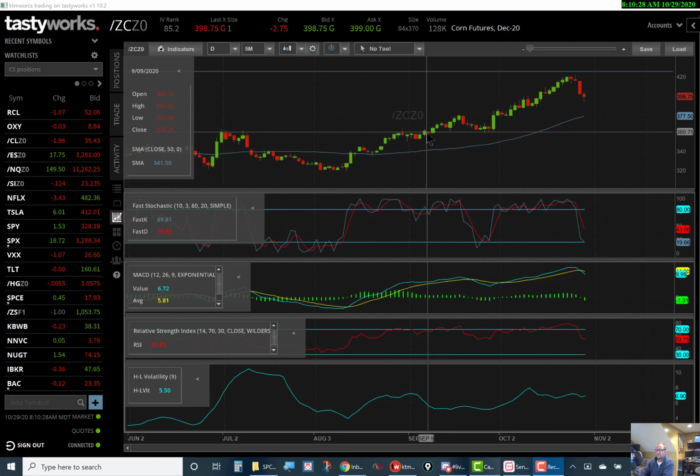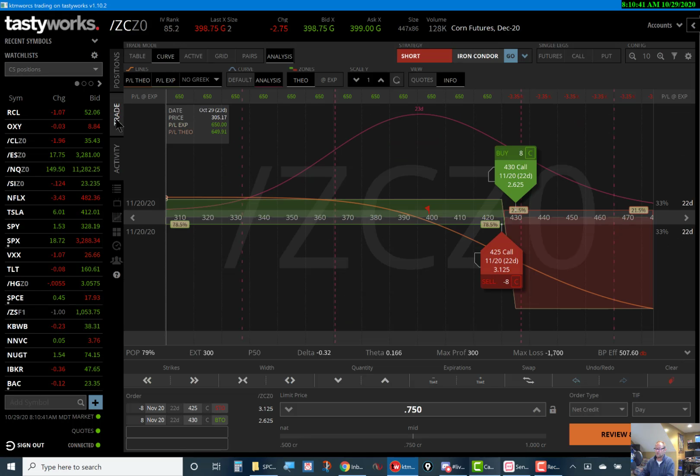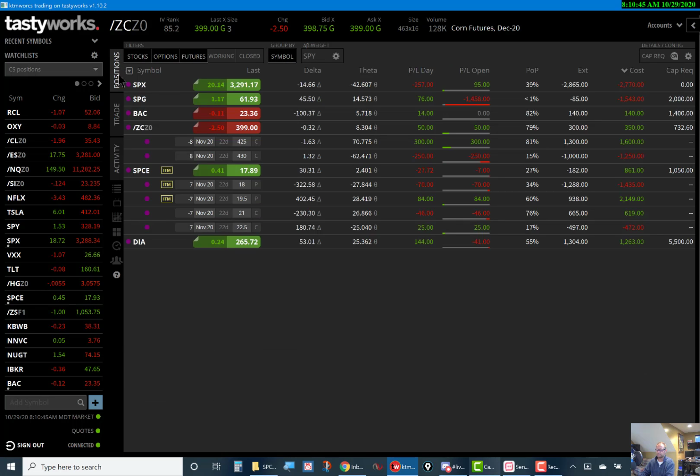Now, the reason that I like to trade commodities, in addition to the fact that they are non-correlated in most cases to equities, is the fact that they give us a nice potential rate of return. I wanted to show you the trade that I've got going on here in this particular futures contract in corn.